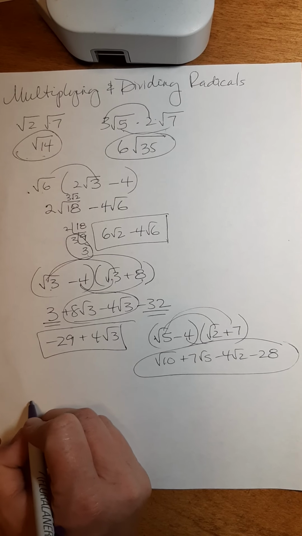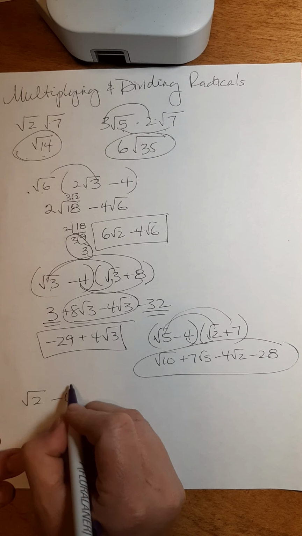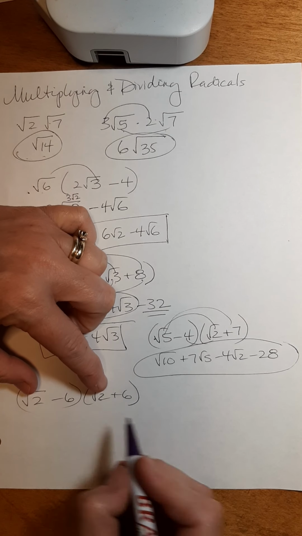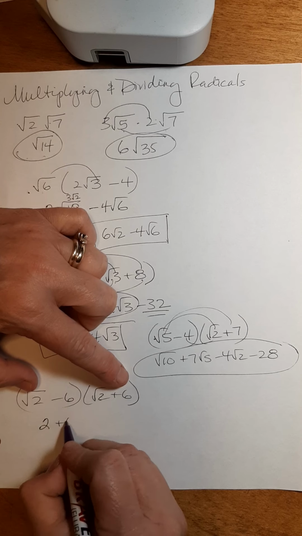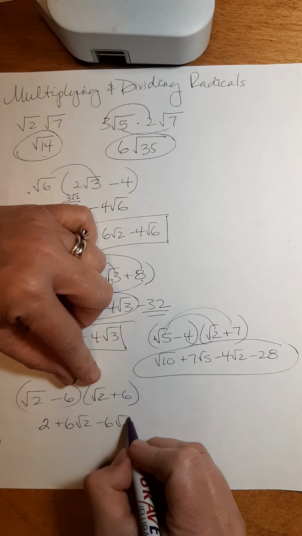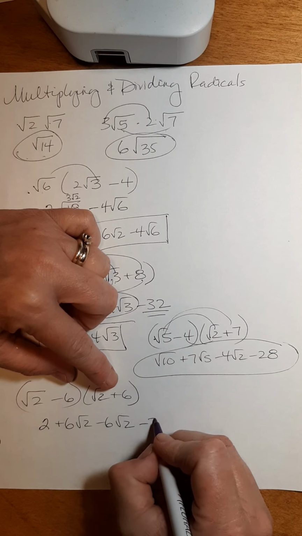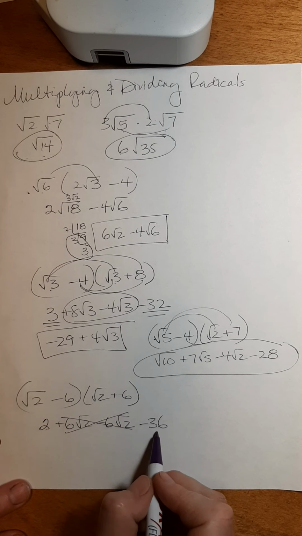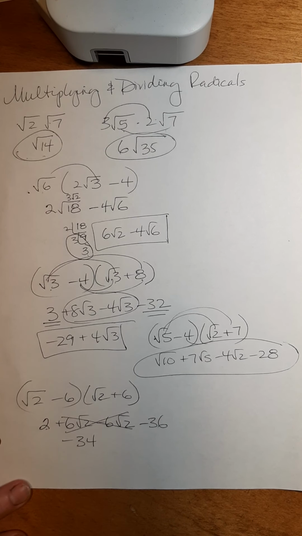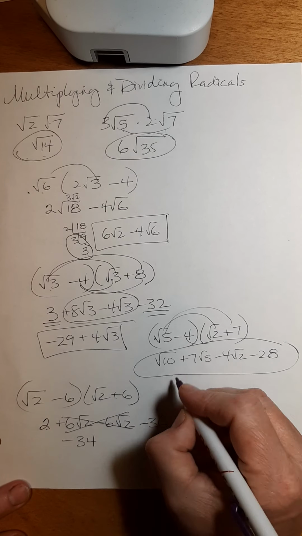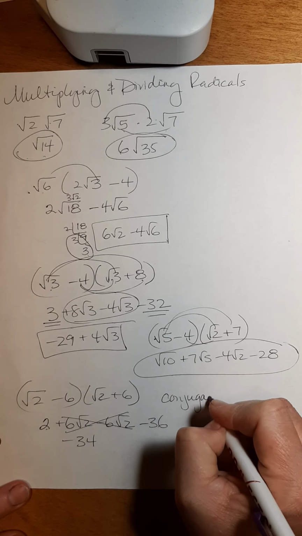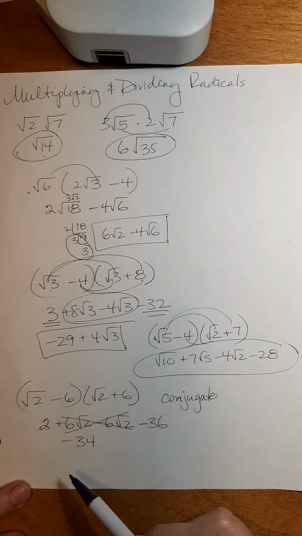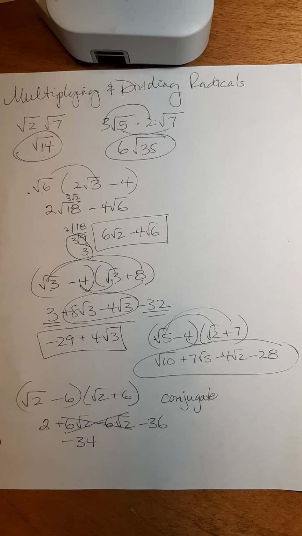Let's say if this was square root of 2 minus 6, square root of 2 plus 6. Notice how square root of 4, which is 2, plus 6 square root of 2, minus 6 square root of 2, minus 36. Those cancel, so 2 minus 36, negative 34. And notice how those are what we call conjugates. If they're conjugates, in other words, the exact same thing but different signs in the middle, when you FOIL it, the outers and inners will always cancel.